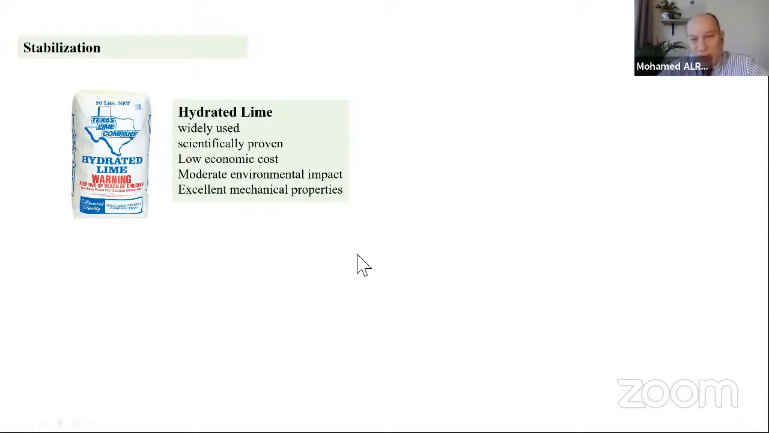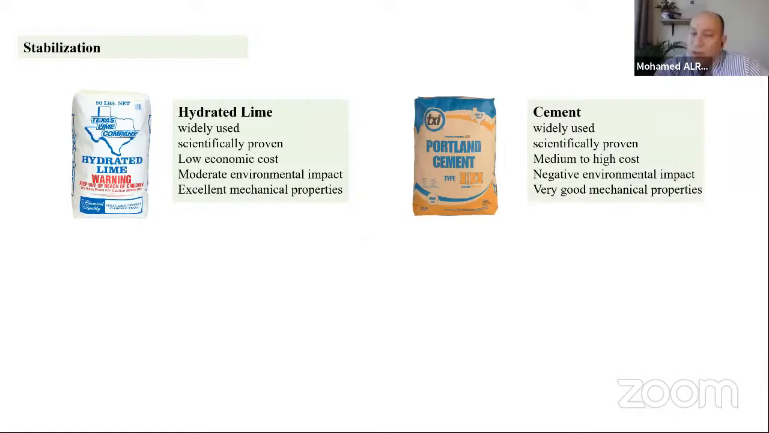The second stabilizer is the cement. It is also widely used and scientifically proven, but it has a negative environmental impact. We know the problems of pollution that come from the cement industry. And also it gives good mechanical results.